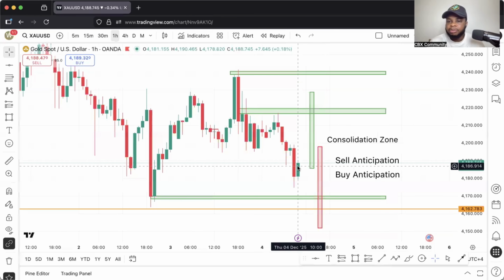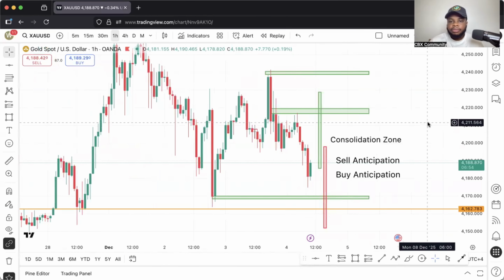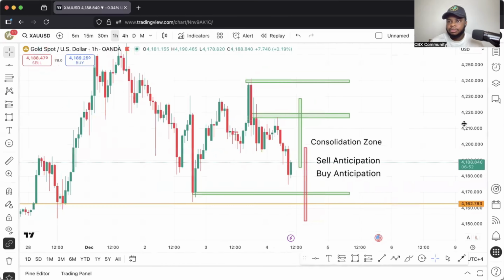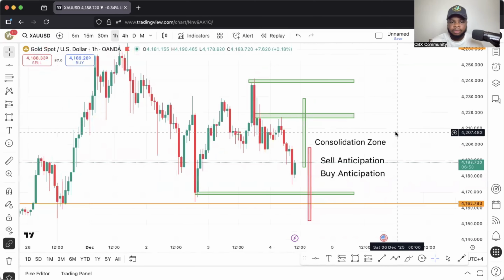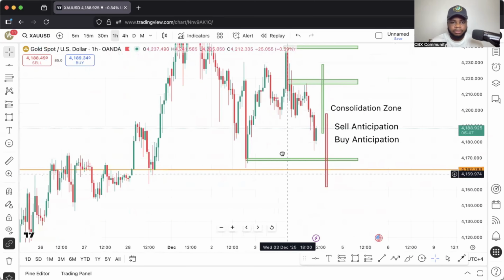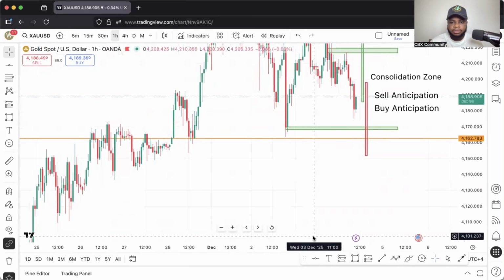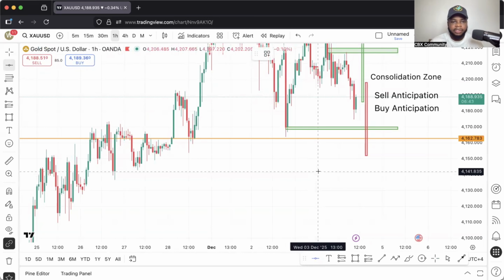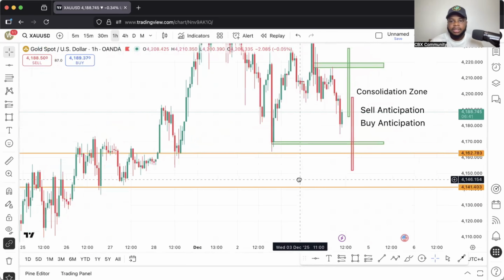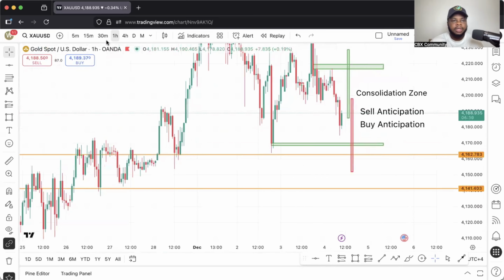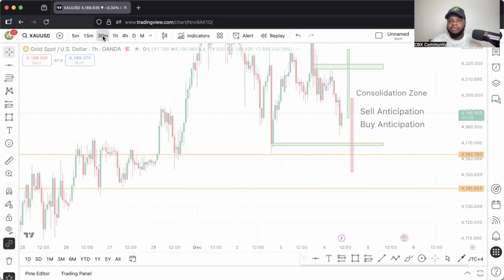So for now, let's just be patient. We don't need to do anything. We have a support zone over here. Let's just be patient. Let's go to the 30 minutes time frame.